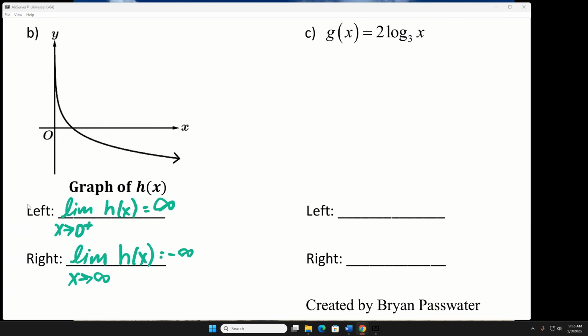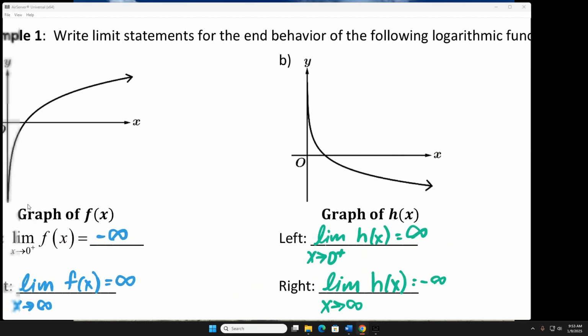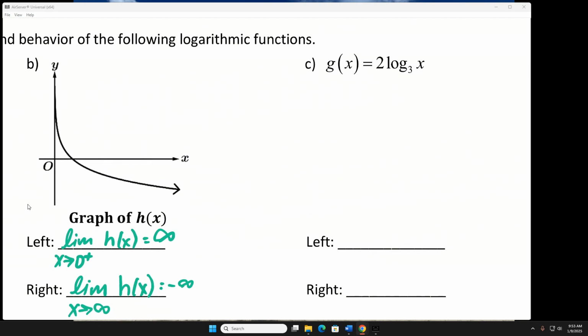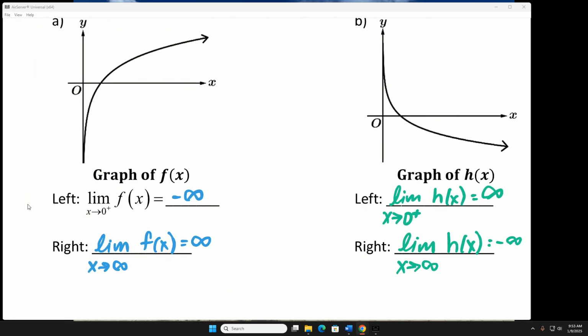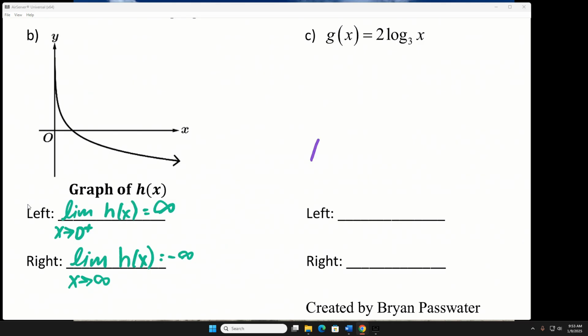Okay, and then C is a little more challenging because we don't have the graph. But we can figure out what it's going to look like. It's either going to look like A or it's going to look like B. To decide which one, you really just have to look at the number in the front. If it's positive, it's going to be the normal logarithm shape. If it's negative, it'll be the upside down logarithm shape. So this one is going to be the normal logarithm shape. I drew it kind of wobbly. All right, so you guys write those two limit statements on your own, please, if you haven't already.